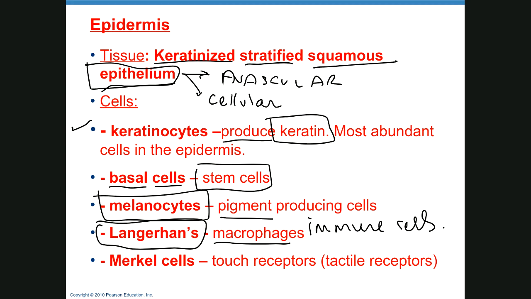And finally, Merkel cells are touch receptors found in the epidermis. The dermis is also going to have different types of touch receptors, but the touch receptors found in the epidermis are Merkel cells.